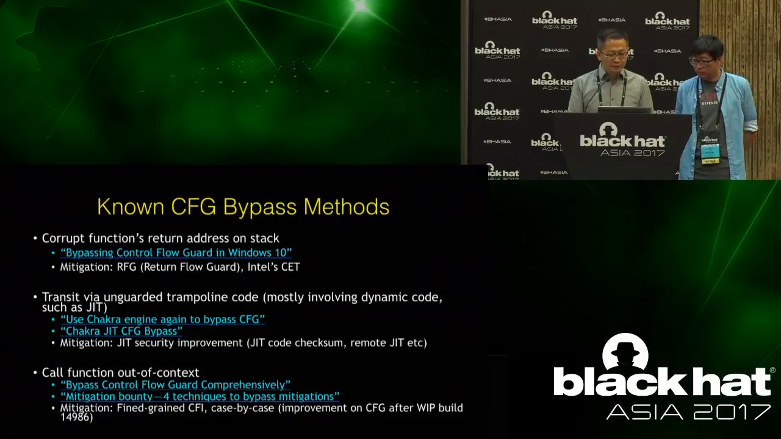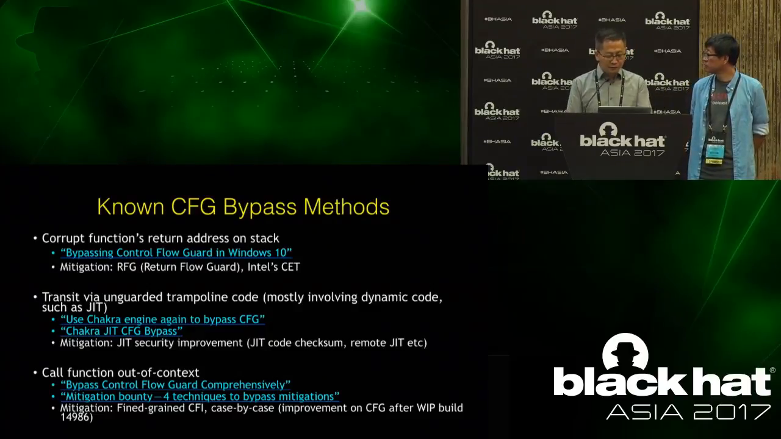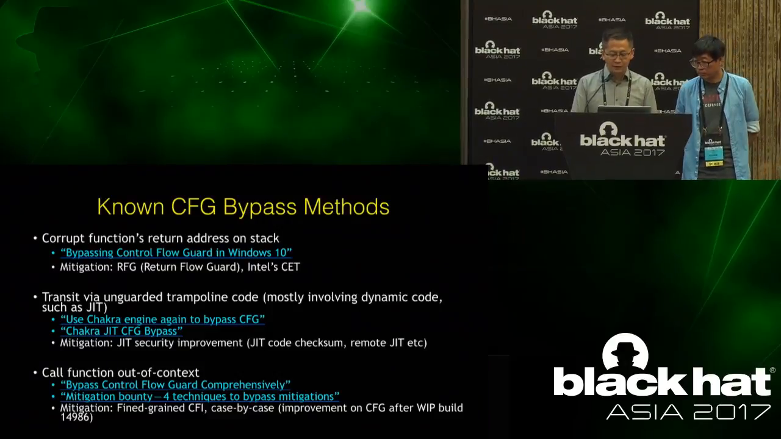Next one is the call function out of context. This is a relatively new idea, and here we listed two of the work that has been done previously. We'll give examples and also give another attack that we found for this. But the basic idea for mitigation is Microsoft couldn't really find a generic protection mechanism for this. So mostly those are fixed case by case. And sometimes those can be done through the fine-grained control for the control flow integrity check that we'll show later.